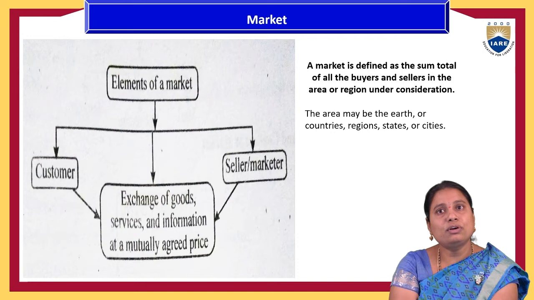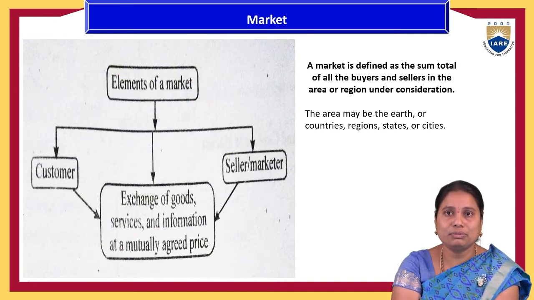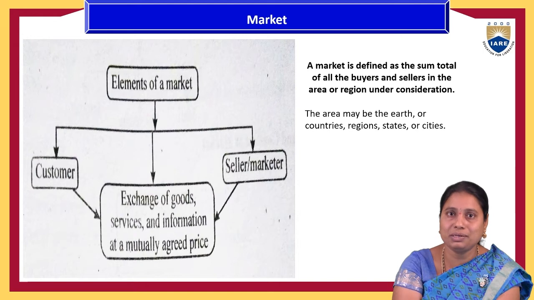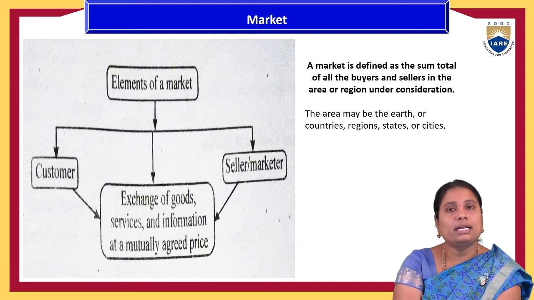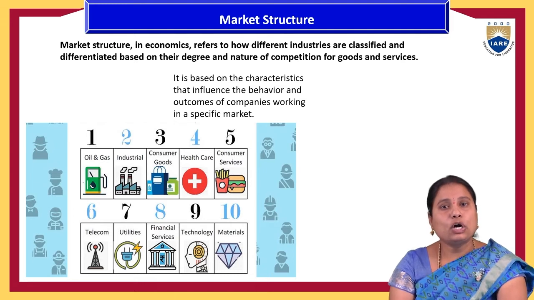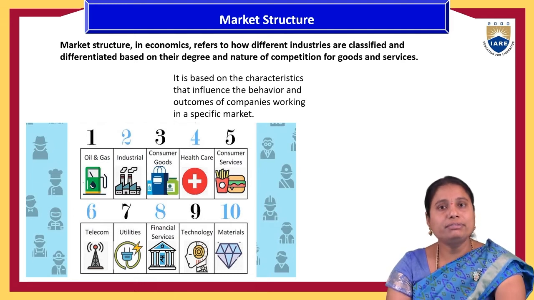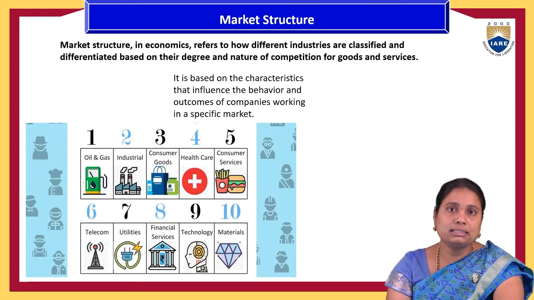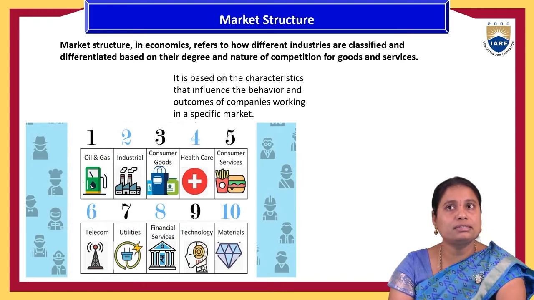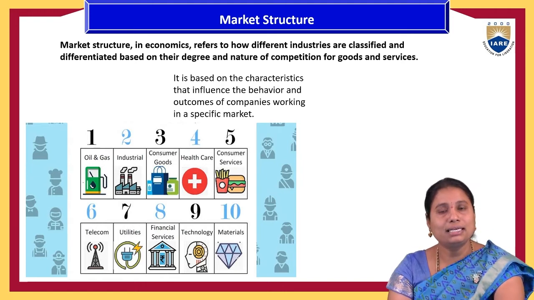So the elements of the market: the exchange of goods and services mutually between the customers and the sellers. The sellers may be the makers or the mediators of that particular product. That place is called the market. Then the concept of market structure gives the knowledge of the number of buyers and the number of sellers for various products from various industry levels. This is called market structure.